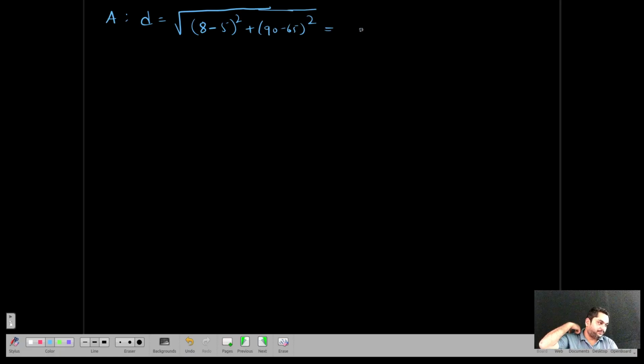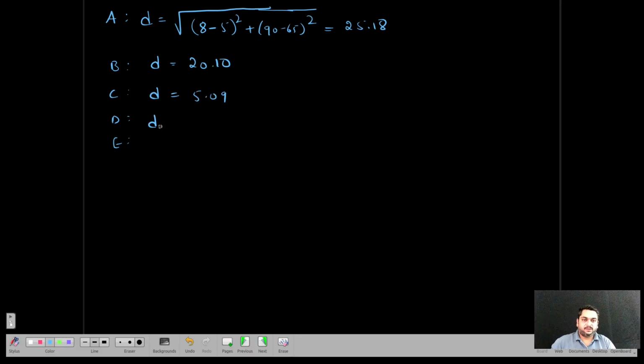So if I calculate, I will get this as 25.18. Similarly, we will calculate with respect to B, C, D, E. So there are 5 points given. With this, D will come out to be 20.10. Here D will be equal to 5.09. Here D will be equal to 10.20. Here the Euclidean distance will be equal to 10.05. That is what I am finding from N to A, N to B, N to C. This is the distance.